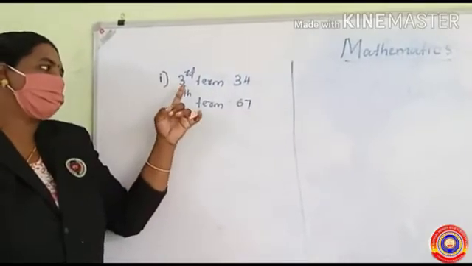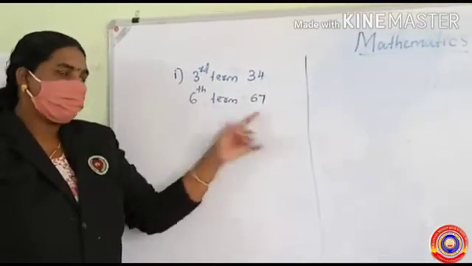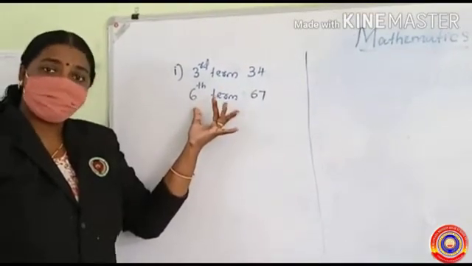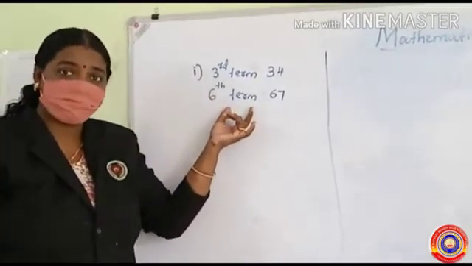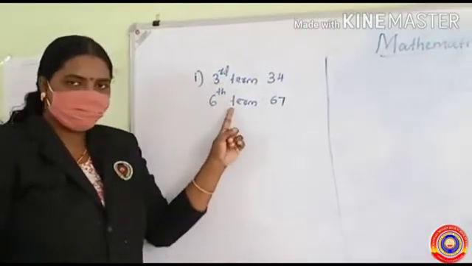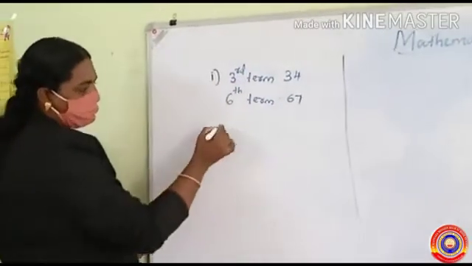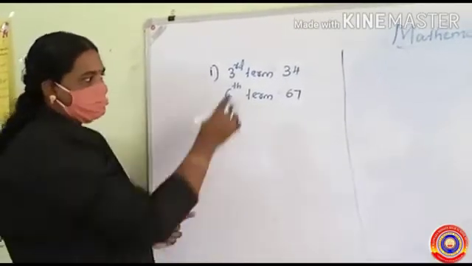Here, given that third term is 34 and sixth term is 67, we have to calculate the first 5 terms of the sequence. Using the given terms, first we have to find the common difference.